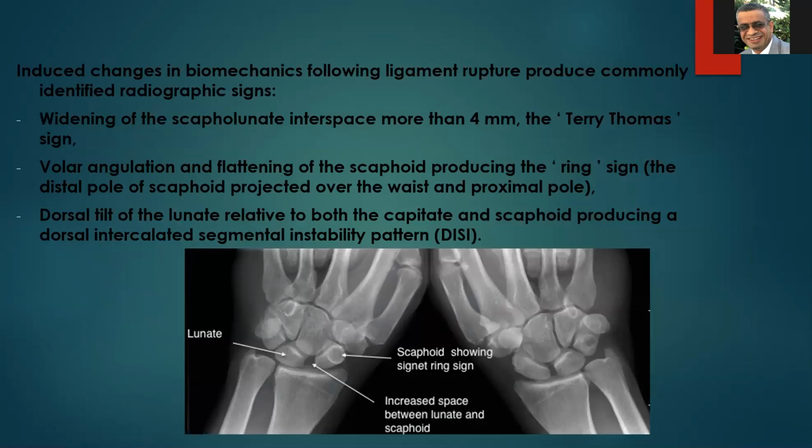Induced changes in the biomechanics following ligament rupture produce commonly identified radiographic signs. Widening of the scapholunate interspace more than 4 mm, the Terry Thomas sign. Volar angulation and flattening of the scaphoid producing the ring sign, with the distal pole of the scaphoid projected over the waist and the proximal pole. The dorsal tilt of the lunate relative to both the capitate and the scaphoid, producing a dorsal intercalated segmental instability pattern.